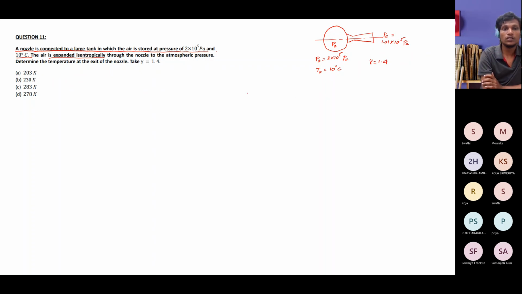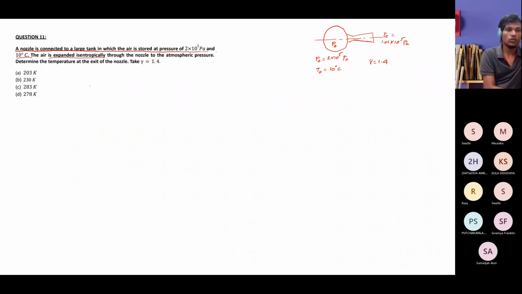We need to find the temperature at the exit of the nozzle. We have the pressure difference between inlet and exit, that is 2 times 10 to the power 5 and 1.01 times 10 to the power 5, and we have the temperature at the inlet, but we need the temperature at the exit. For this, we first need to calculate the Mach number. Because it is isentropic, we can use isentropic relations and calculate the Mach number at the exit of the nozzle.